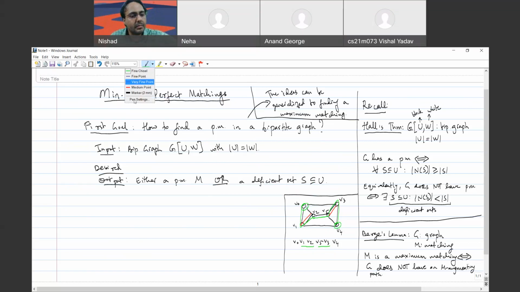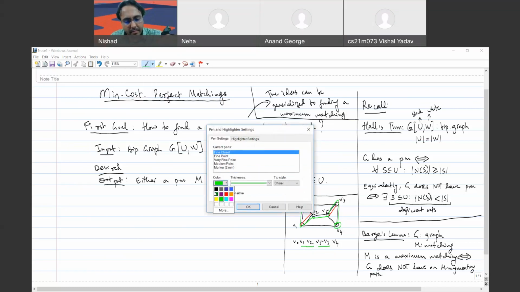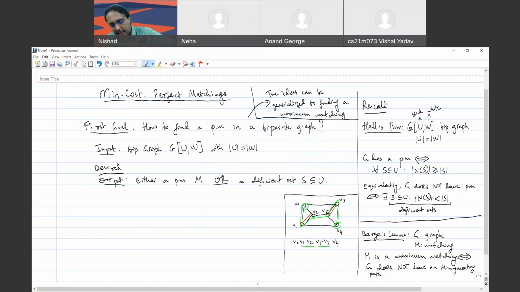So if my matching M is the red color matching, then V0 and V4 in particular are M-exposed vertices. And so I can just take the symmetric difference of the current matching with the edges of this path, and that will give me a matching of one bigger size, one bigger cardinality.